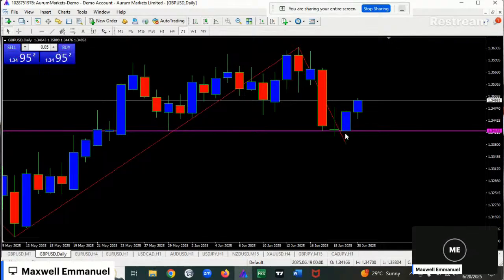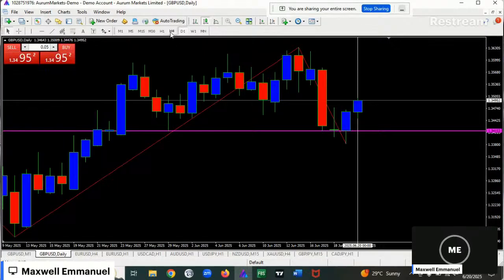So you can only consider selling if this resistance, or sorry, this support is broken. But at the moment, GBP USD is bullish, but I don't think it's the right time or good price. Buying at the current market price is not a good deal. As far as I'm concerned, it's not a good deal.